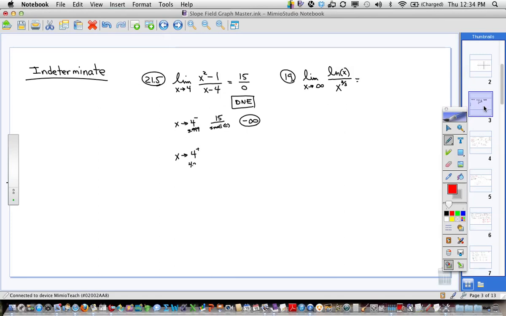And likewise, 4.001 minus 4, so this would be roughly 15 over really small positive. 15 divided by a really, really small positive is a really, really big positive. And so that is your explanation of why this limit does not exist. Okay? Would that be sufficient for the AP test?